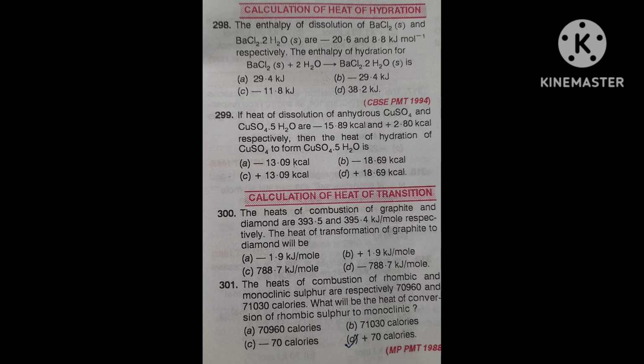Okay, the options. First option 70960 calories, second 71030 calories, third minus 70 calories, fourth plus 70 calories. I am repeating the options: first option 70960 calories, second 71030 calories, third minus 70 calories, fourth plus 70 calories.